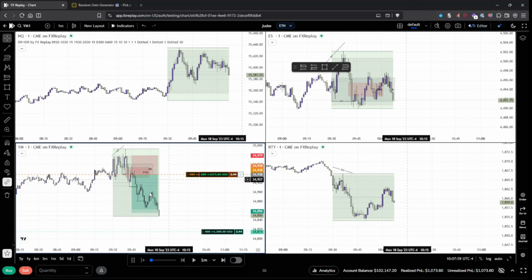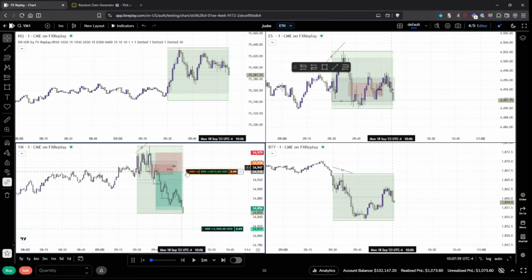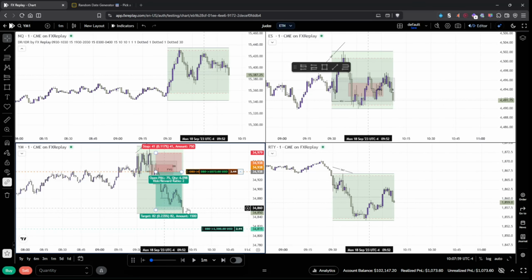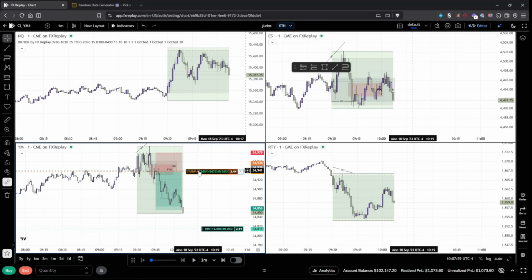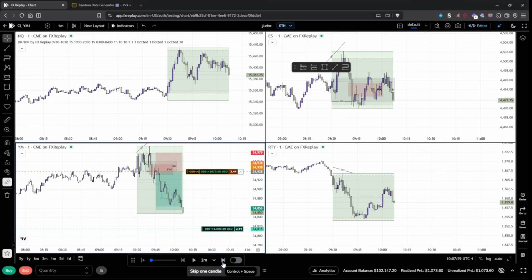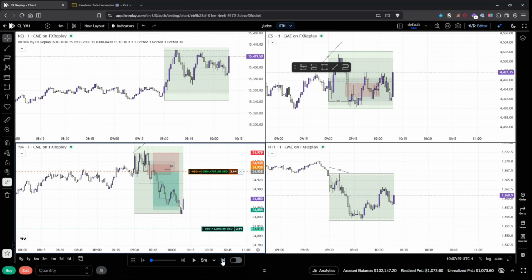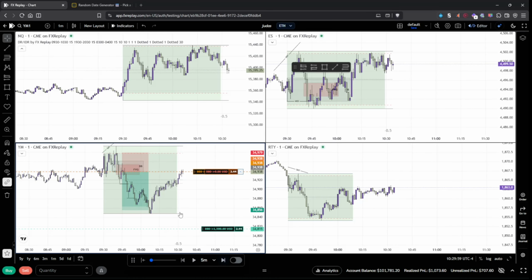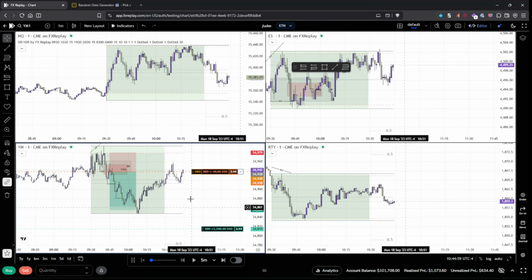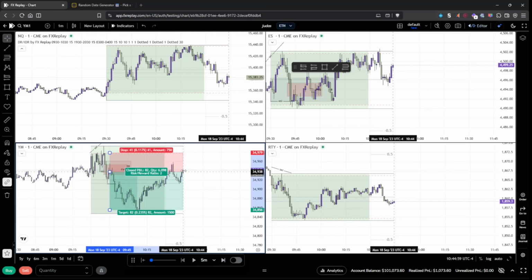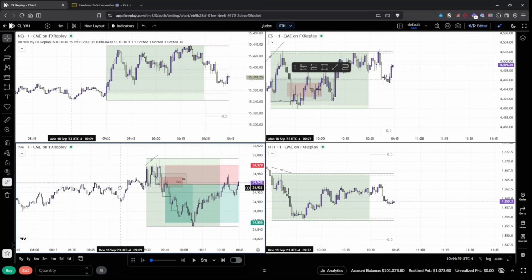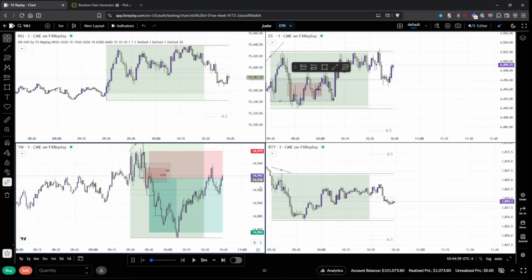Took partials, and now we've made 1R since we took 50% partial. So whether this pulls back to our entry or its TP, it's a win-win situation. So we can just fast forward this, see what happens. And if you look closely, this came back to break even. So this would have been a break even plus partial trade.